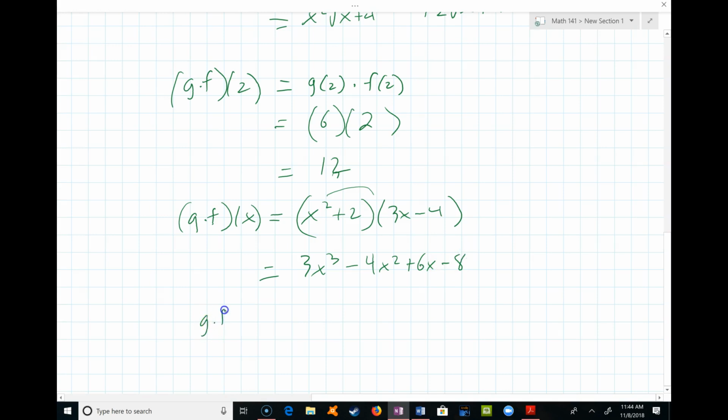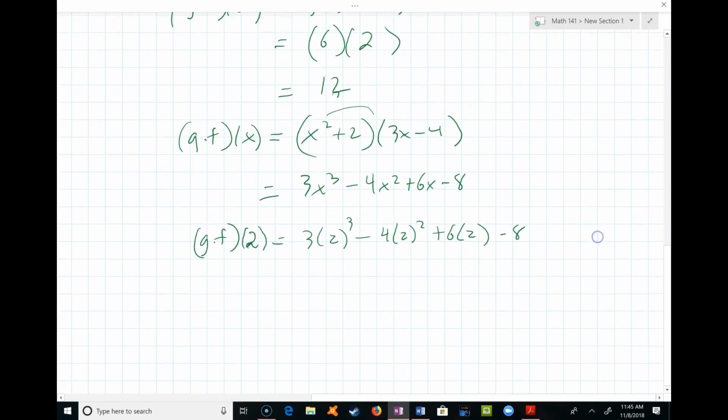So then if I wanted to find g times f of 2, I could just plug 2 in everywhere I see an x. And hopefully I should get 12, right? So that'd be 3 times 8 is 24, minus 4 times 4 is 16, plus 12, minus 8. And that gives me 12, doesn't it? Because this 24 minus 16 minus 8 would be 0, and I'm left with a 12.